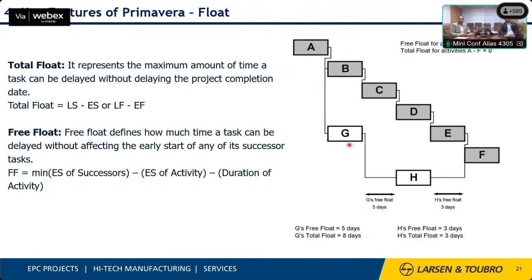Suppose this is our program, and activities A, B, C, D, E, F are in the critical path where all the float is 0, but activities G and H have float. For G, there is a free float of 5 days and a total float of 8 days. For the H activity, we have a float of 3 days in the free float and the total float. So these activities, G and H, can get delayed up to 8 days, and the overall duration of the project will not change.